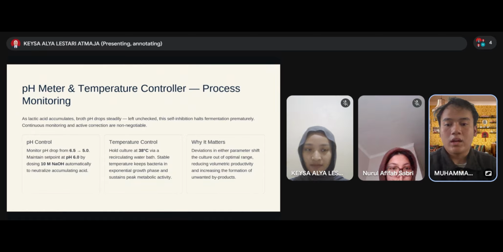At the same time, the temperature is controlled at approximately 38 degrees Celsius using a water bath system to maintain optimal bacterial activity. Stable pH and temperature are essential, as fluctuation can reduce productivity and lead to the fermentation of unwanted byproducts.